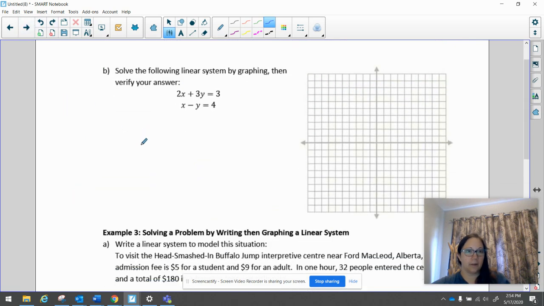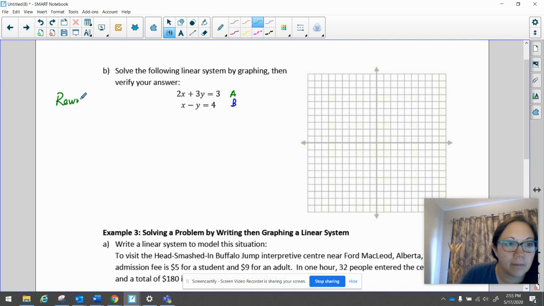B, solve the following system of linear equations by graphing, then verify your answer. So very similar to the one that we just did. So let's try this one, and then we'll go on to our last bit here. Okay, so once again, I'm going to label these as equations A and B. And I'm going to rewrite A into y equals mx plus b form.